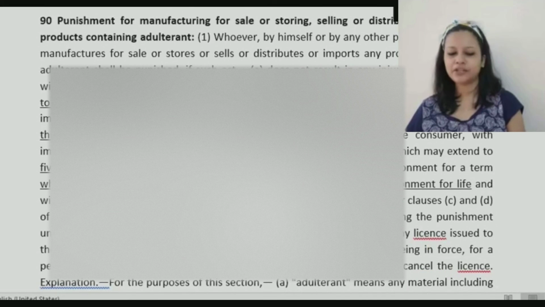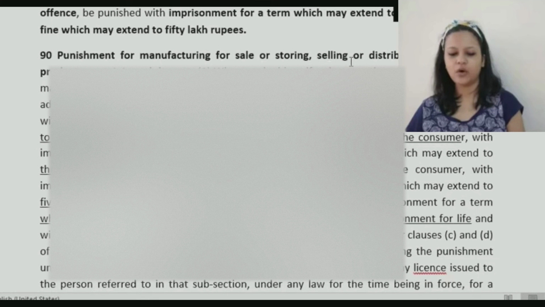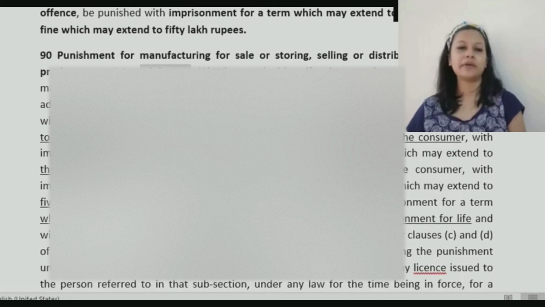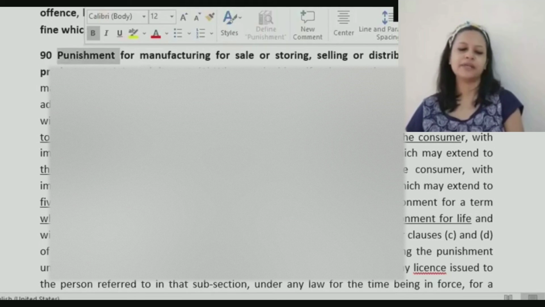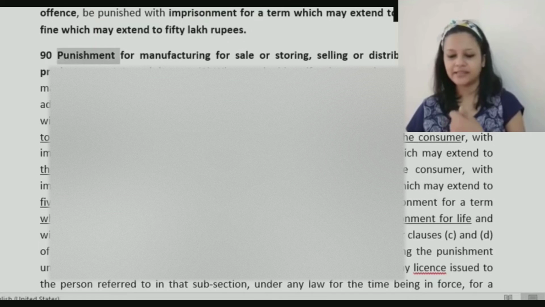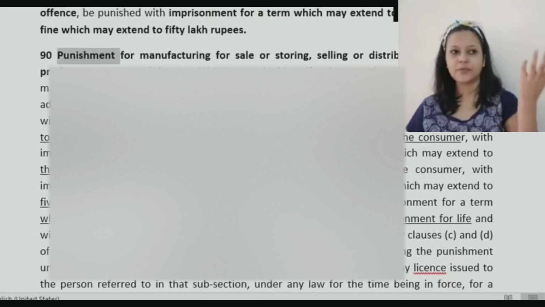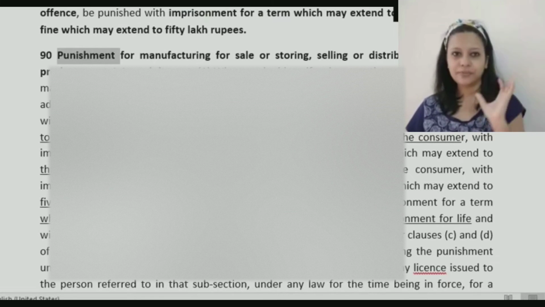Next, we have punishment for manufacturing, storing, selling, distributing or importing products containing adulteration. So it talks about adulteration, where whatever food or other items it was, it was adulterated. In such cases, what is the punishment? Whether you are manufacturing, selling, storing, distributing or importing with the knowledge that these products are adulterated, even after that you are trying to distribute it, sell it, collect it, store it, whatever you are doing.